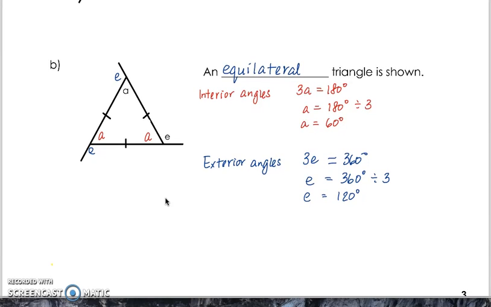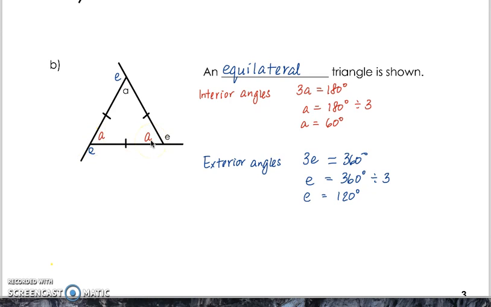Question B. Here, if you look at the markings on the triangle, it tells me that all three sides of this triangle are equal. We call this type of triangle an equilateral triangle. Angle A is one of the interior angles in this equilateral triangle. But we know all three angles in an equilateral triangle are the same, so I can also label these other two angles angle A.